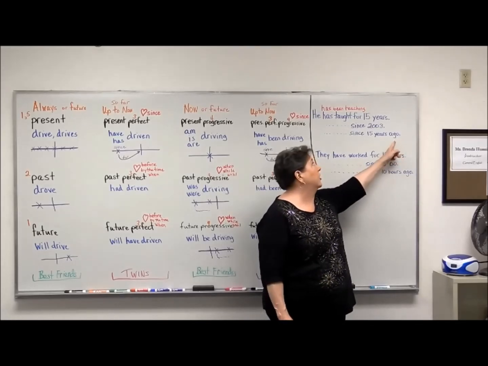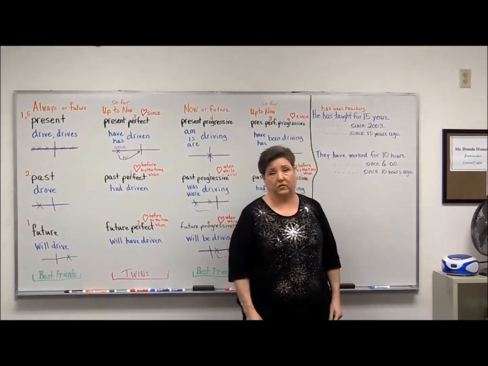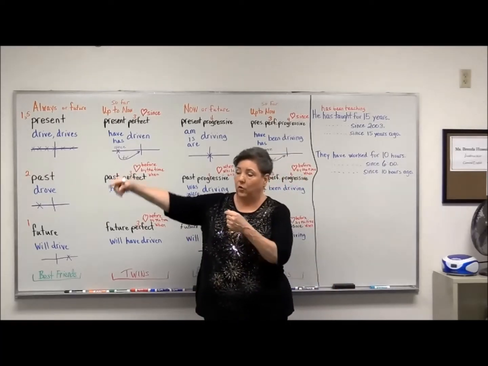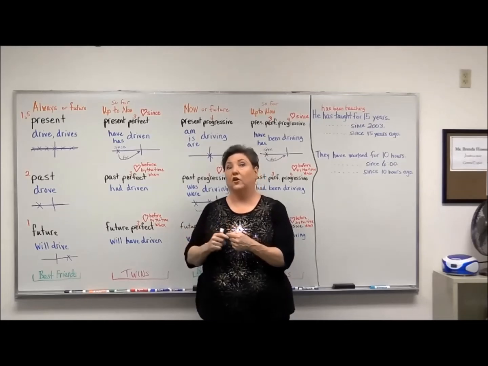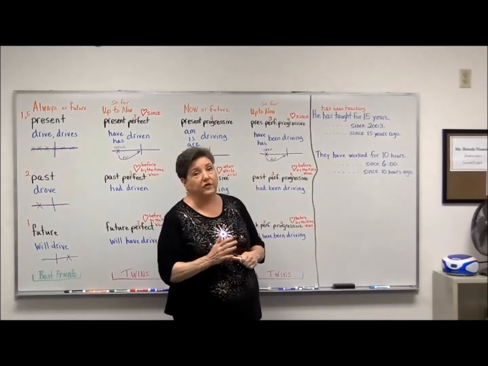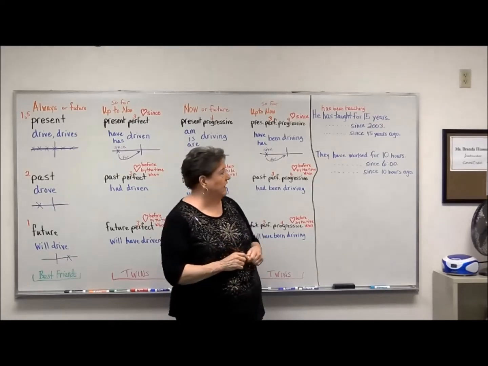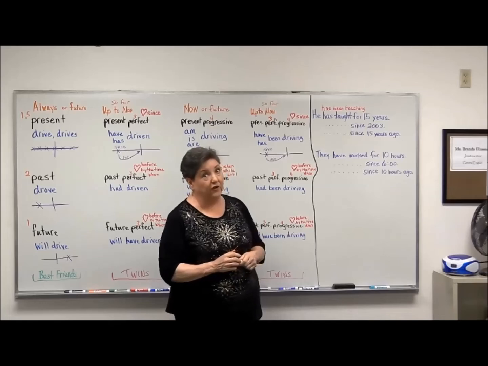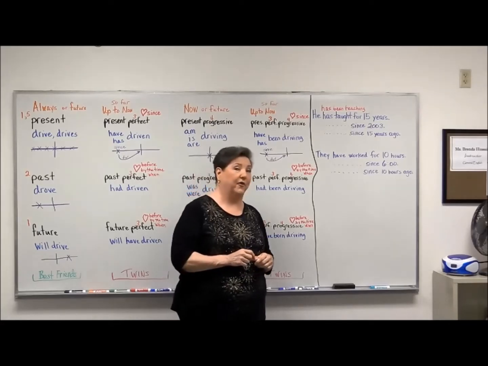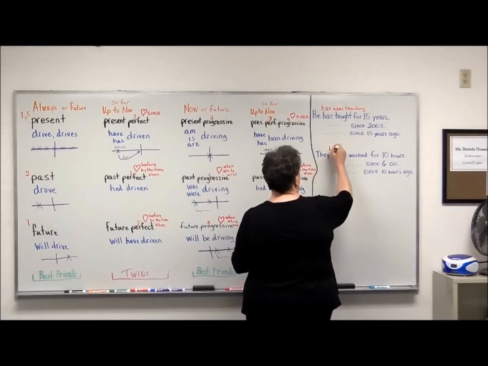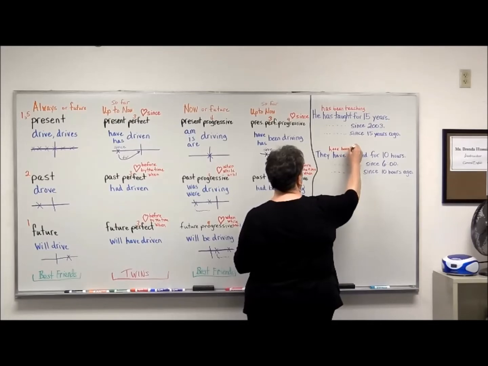But you can't use ago with for. It doesn't go there. So since can be used for the point or the amount, but you have to say ago. Here's another example. They have worked for 10 hours. They have worked since 6 o'clock. They have worked since 10 hours ago. And again, what's the twin? Have been working.